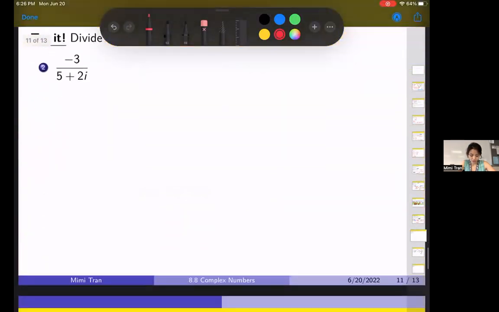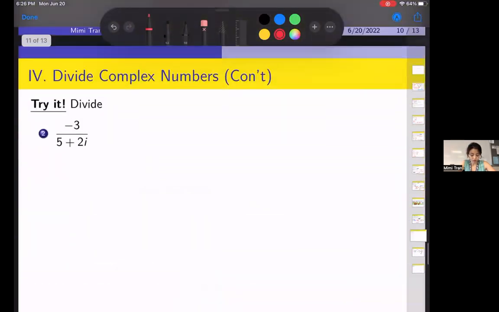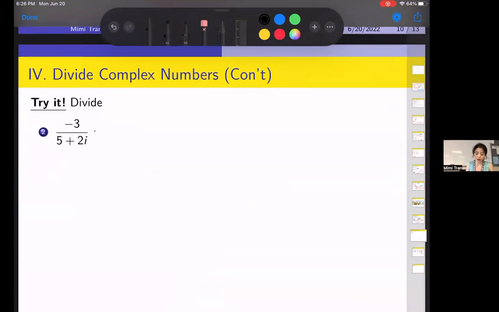Okay, I would suggest you try this on your own. This one right here, negative 3 over 5 plus 2i. So again, dividing complex numbers is kind of similar to rationalizing the denominator, meaning you don't want i in the denominator. So we're going to multiply both top and bottom by the conjugate of the denominator, which is 5 minus 2i over 5 minus 2i.